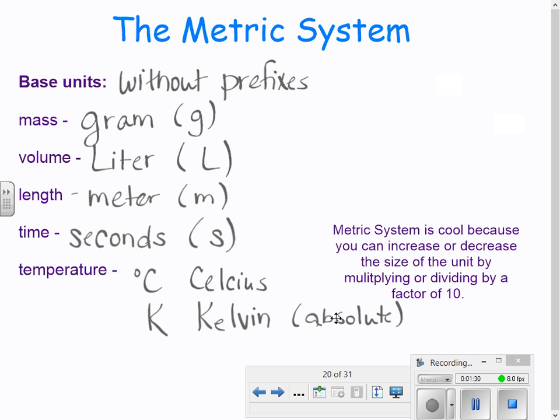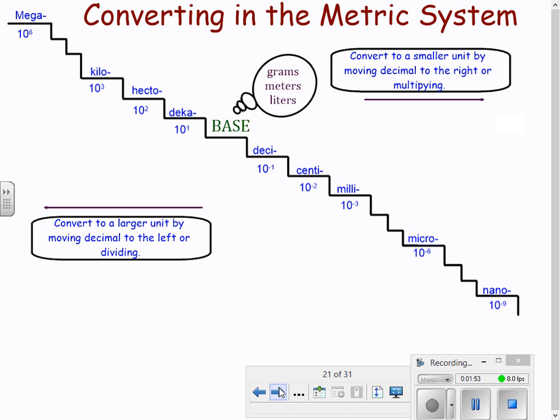So these main units, mass, volume, length, and time, are ones we attach prefixes to. Now a prefix with the metric system, all we're doing is moving the decimal place. So all of these are multiples of 10, which is why the metric system is very useful for us. You don't even have to have a calculator. So here we go. Here are our units for the metric system, and you'll have a handout for this tomorrow to put into your notes.